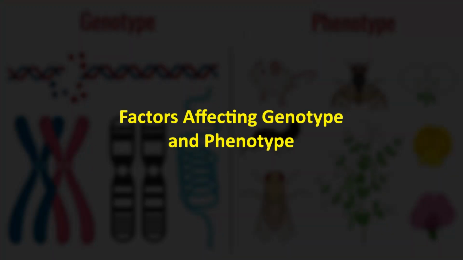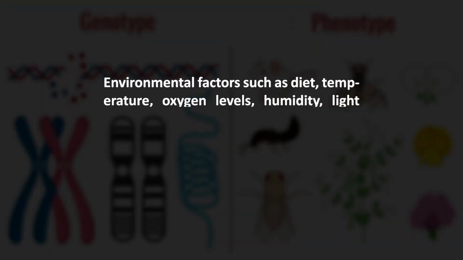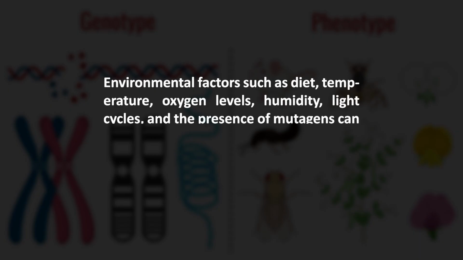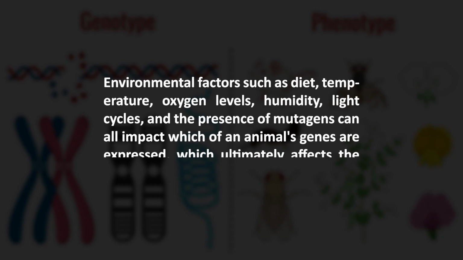Dear students, it was all about the phenotype and genotype definitions. Let's now discuss the factors affecting genotype and phenotype. The genotype of a person can be affected by the environment in which the person lives. Environmental factors such as diet, temperature, oxygen levels, humidity, light cycles, and the presence of mutagens can all impact which of an animal's genes are expressed, which ultimately affects the animal's phenotype.